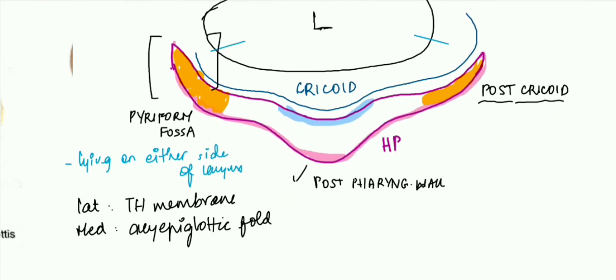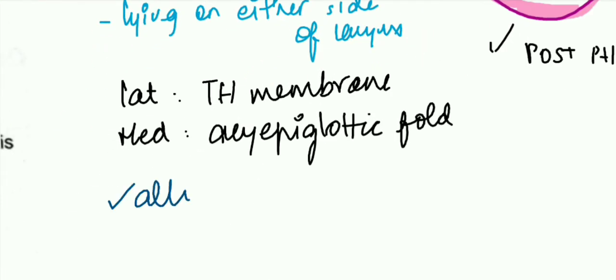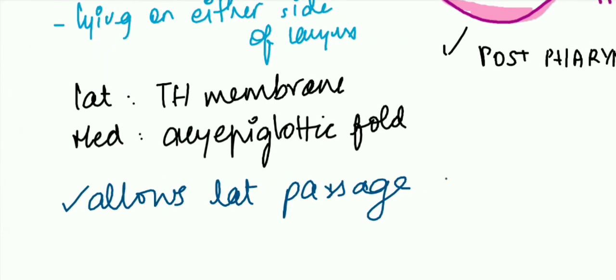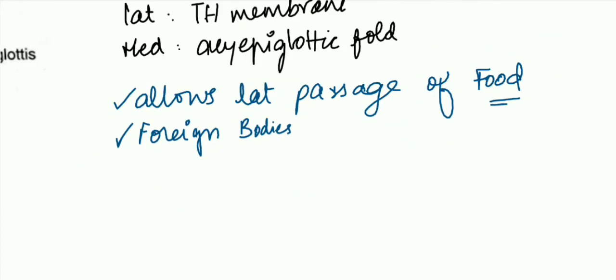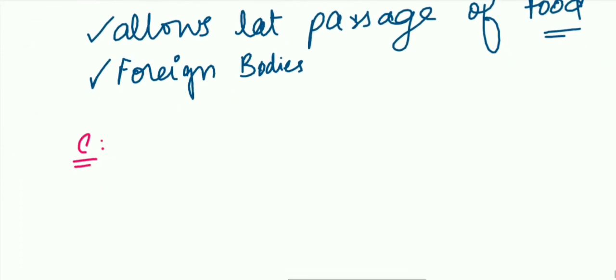Just imagine the food passing from above into this cross-section we drew. Does the food we eat enter the laterally lying pyriform fossas? Yes, it does. It allows for the lateral passage of food. It is also a site where foreign bodies might lodge.